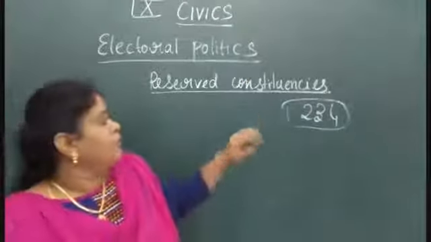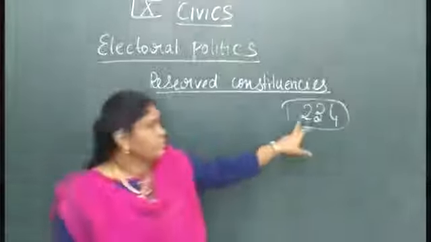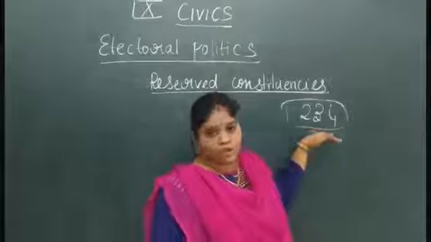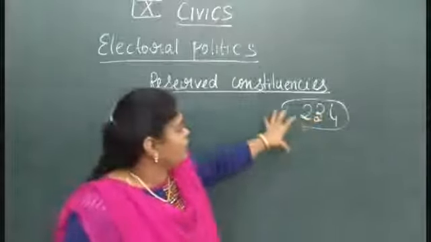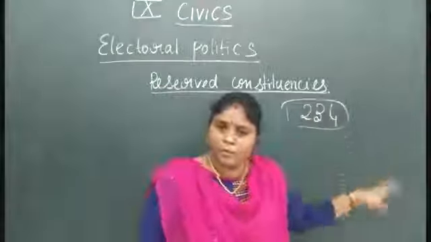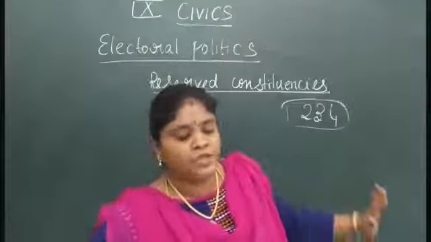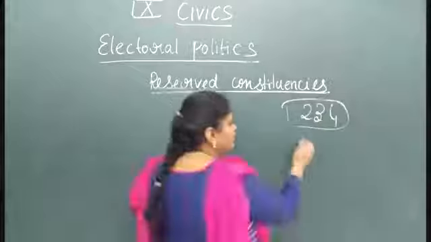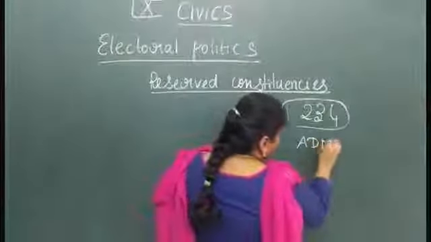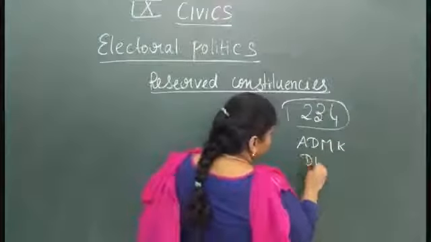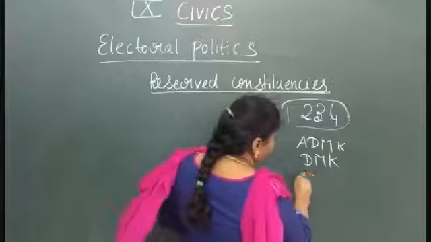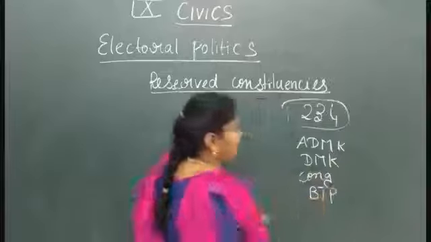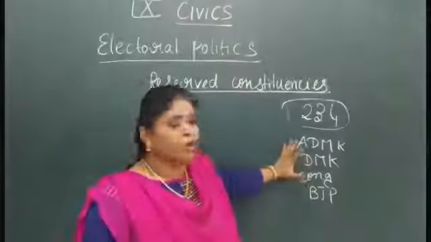So before getting into that, this is our Tamil Nadu constituency, right? So in this constituency, that means only 234 members will be participating. No, it is not like that. We have different parties in Tamil Nadu, right? We have ADMK, DMK, Congress, BJP. So we have different other parties also, right?